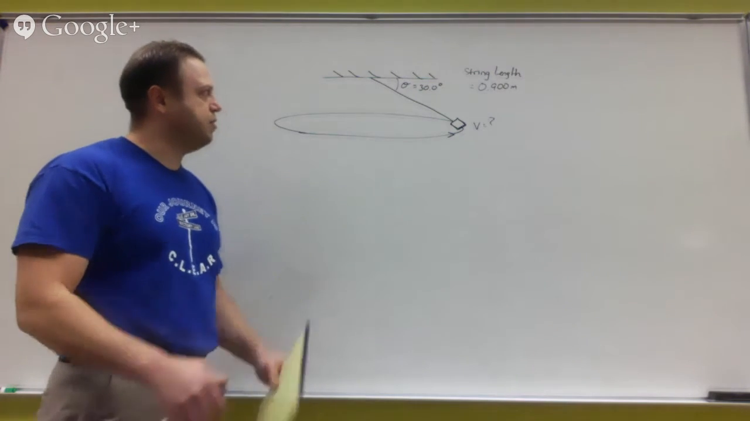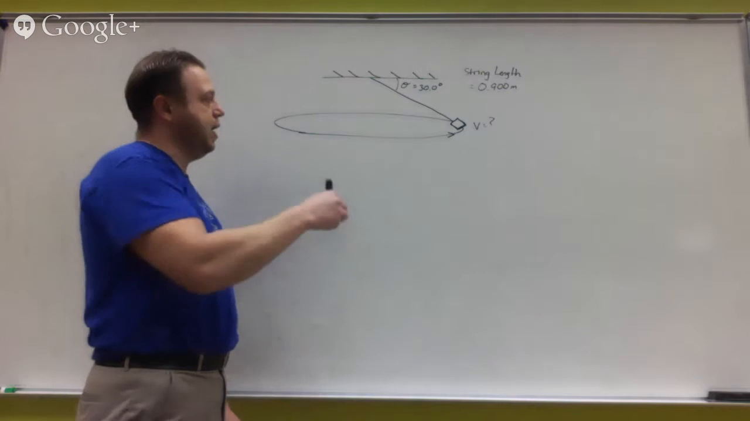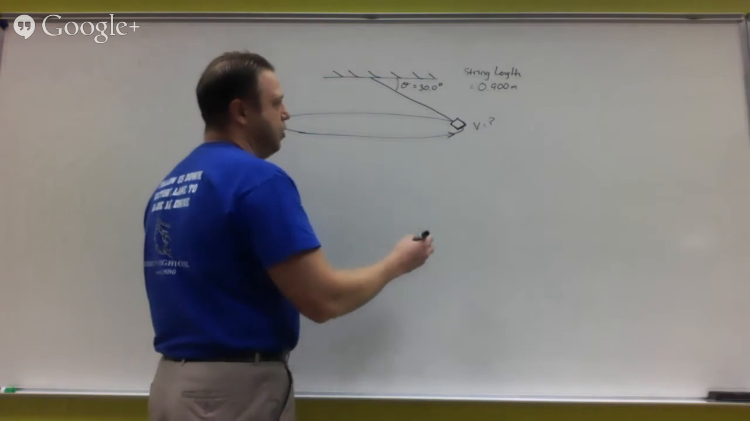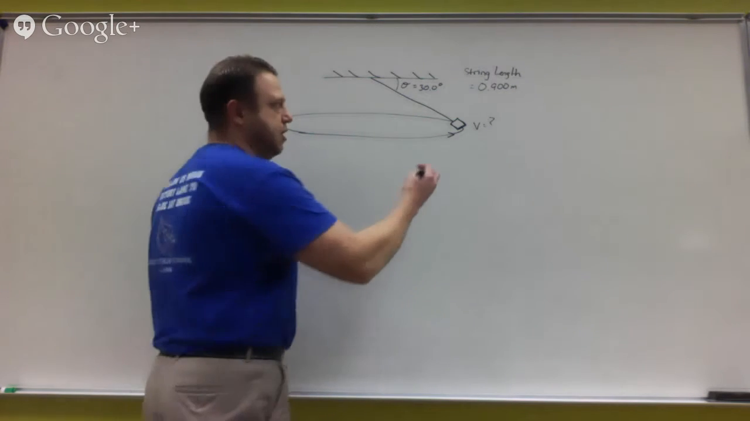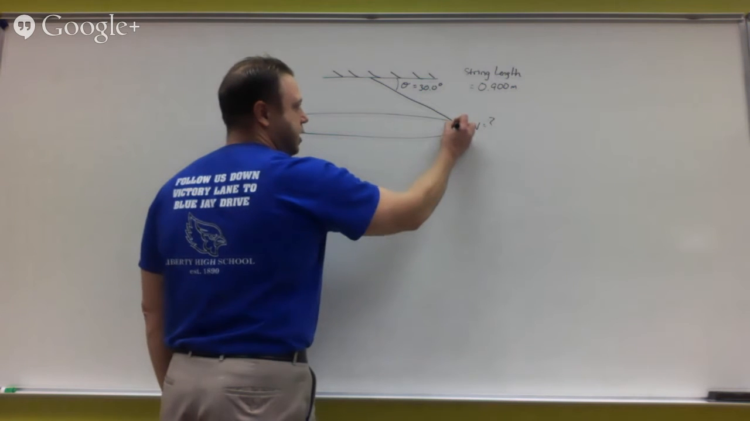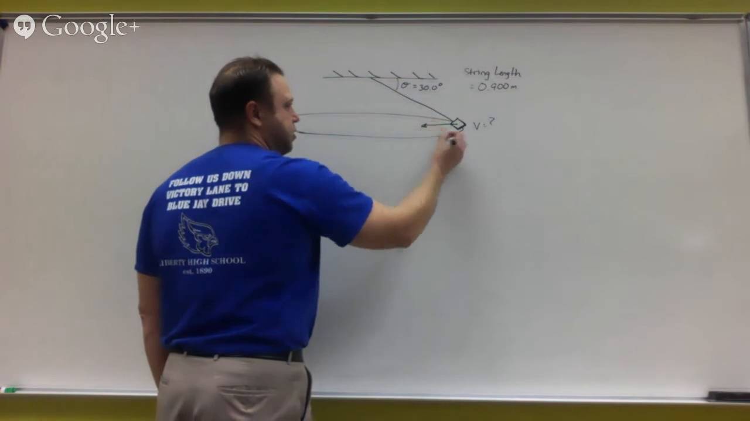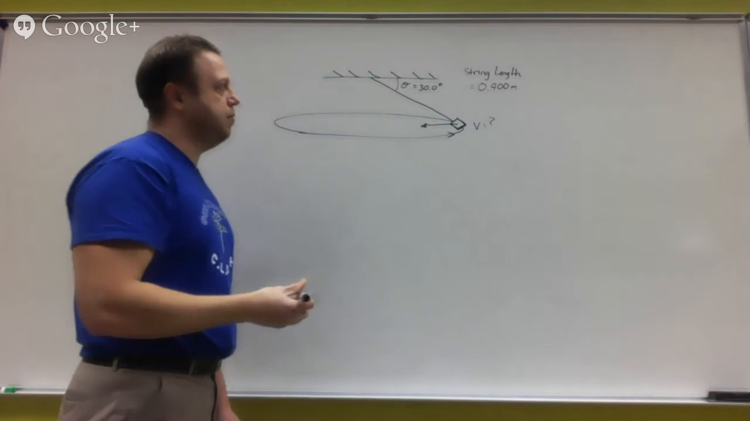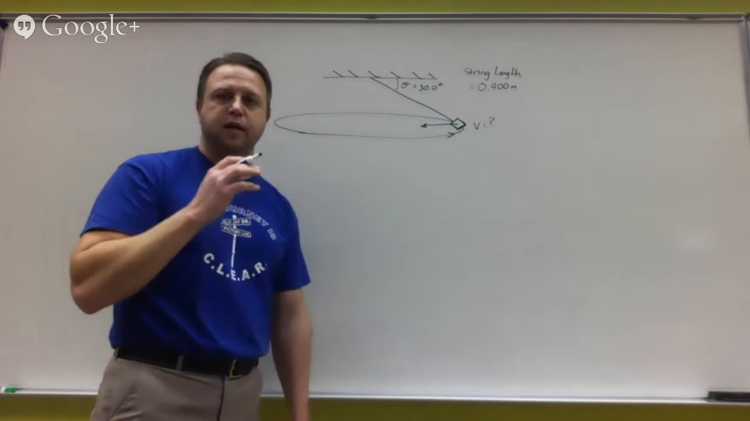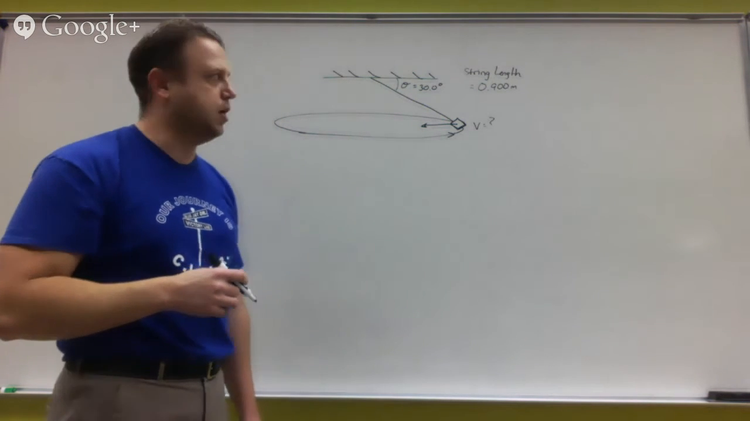So obviously, we have a centripetal force type problem. And hopefully by now we understand that the overall net force is going to be pointing directly to the center of this circle, okay? No matter where it's at on that pathway, the net force is going to be pointing towards the center, okay?